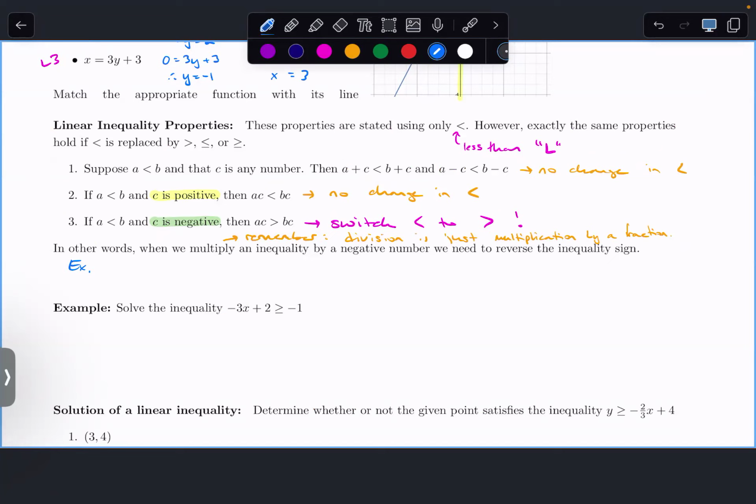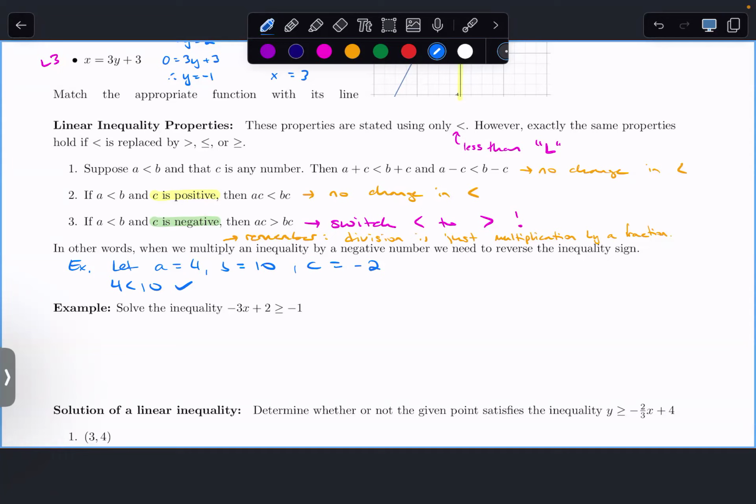So if we let A be 4 and B be something larger than 4, let's say 10, C has to be negative. So let's let C be, I don't know, -2. Just pick anything. At first, 4 is less than 10. I think we all agree that's true. C is -2, which is negative. So both those conditions are satisfied.